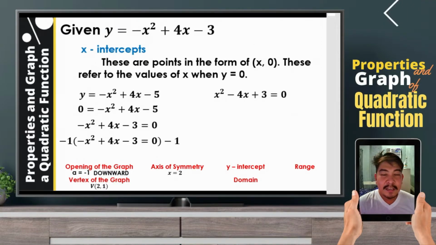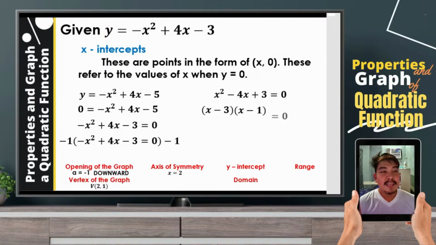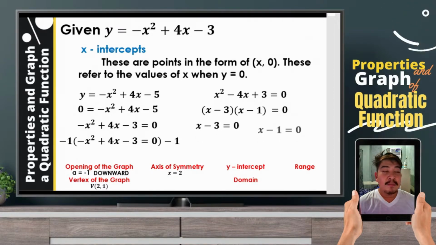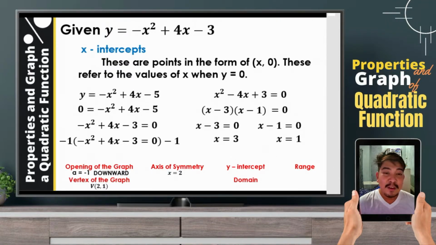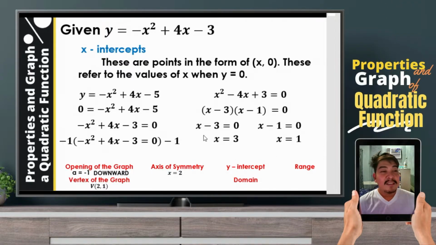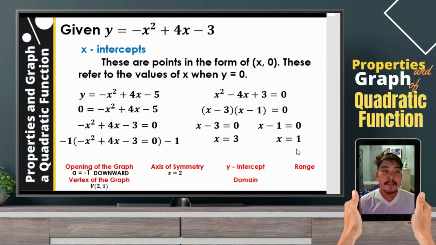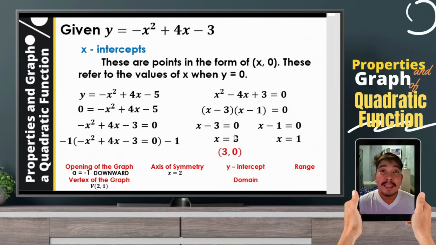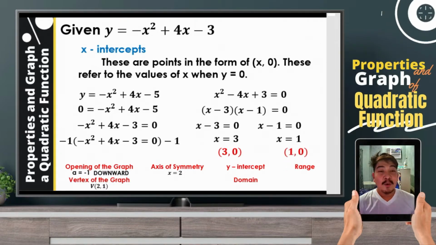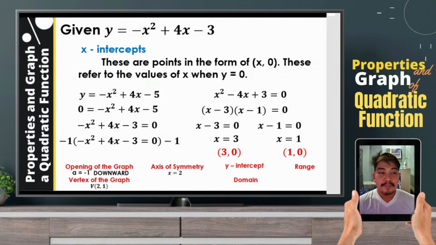And then factoring this trinomial, we now have x minus 3 times x minus 1 is equal to 0. Then, applying the zero product property, equating both factors to 0, the first value of x is 3, and the second value of x is 1. So these are the x-intercepts or the zeros of the function. Let us turn it into an ordered pair. So for x equals 3, the first ordered pair will be 3, 0. And for the other value of x, we now have the ordered pair 1, 0.